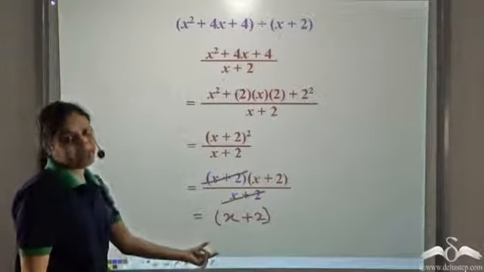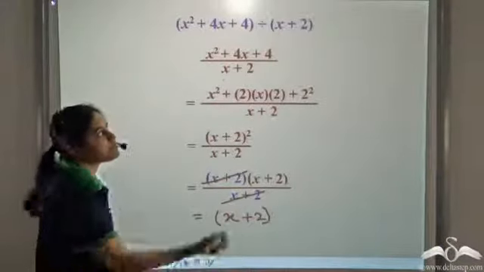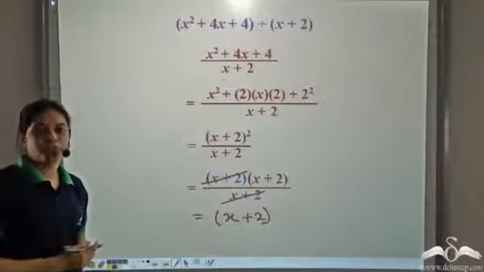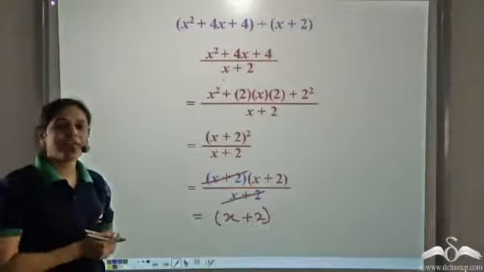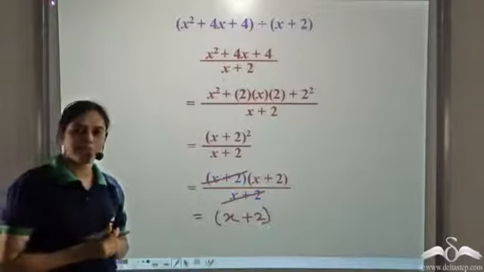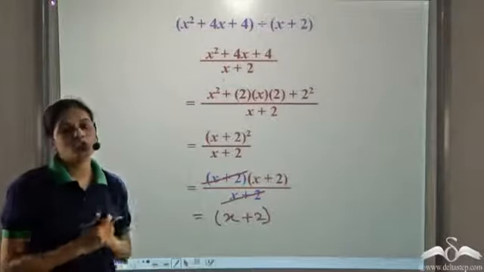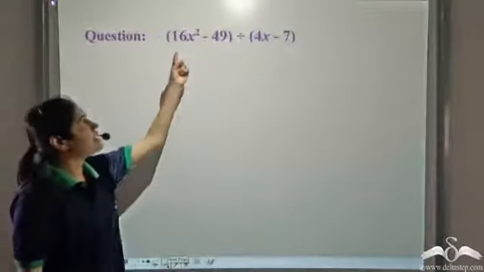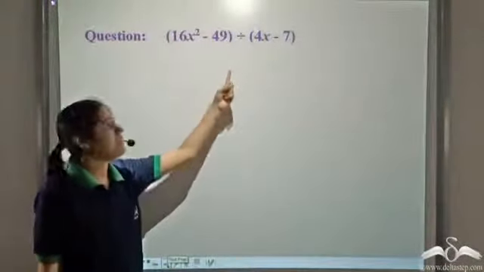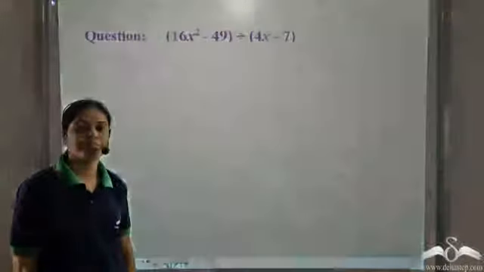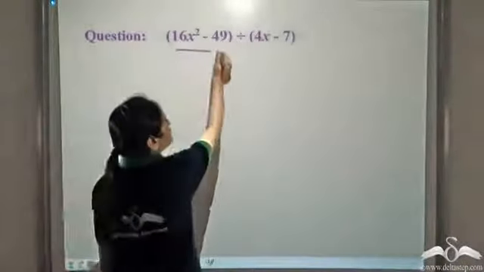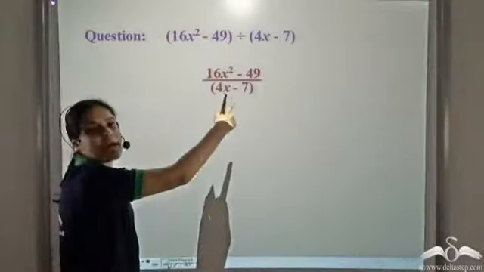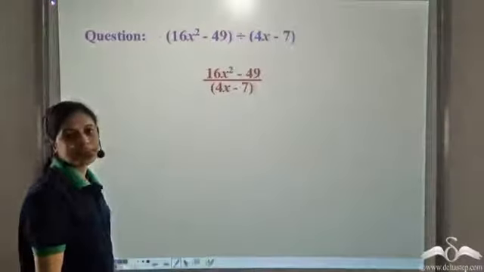You can check it by multiplying. If you multiply x plus 2 with x plus 2, you will get x squared plus 4x plus 4. So the first step to divide an expression by another expression is to cancel out the common factors in both the expressions. Now divide 16x squared minus 49 by 4x minus 7. So we need to divide this by this, that is 16x squared minus 49 by 4x minus 7.